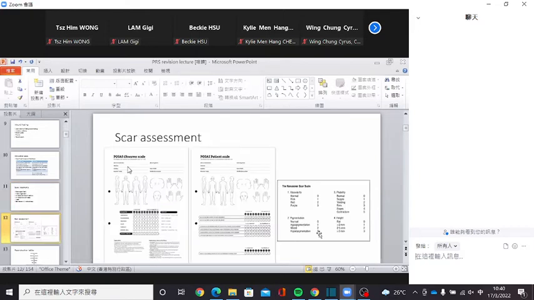So this is a table showing how we assess scar activity. On the right-hand side is the Vancouver Scar Scale, a more old-fashioned kind of scar assessment form. There are 4 components. First is the vascularity. Second is the pigmentation. Third is the palpability, that means whether it is soft or very firm. And fourth is the height, that means the thickness of the scar.